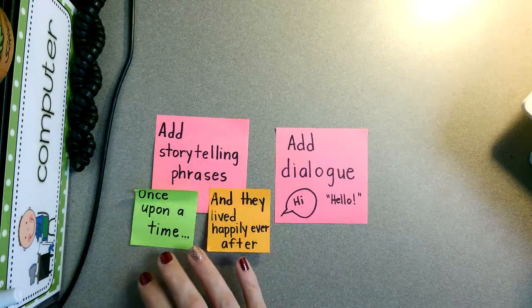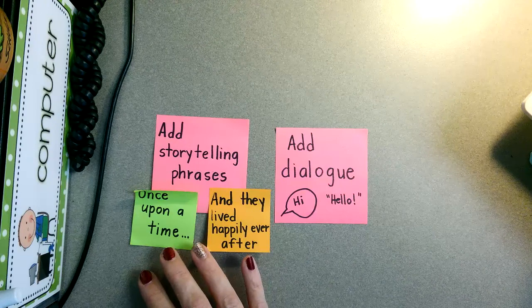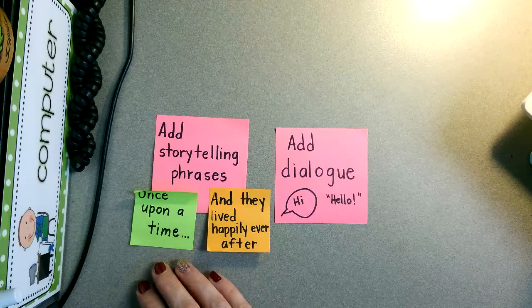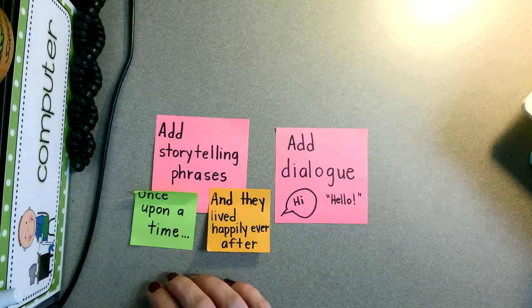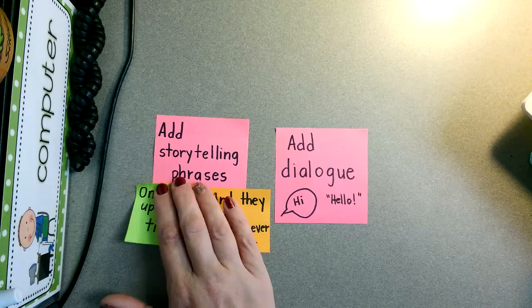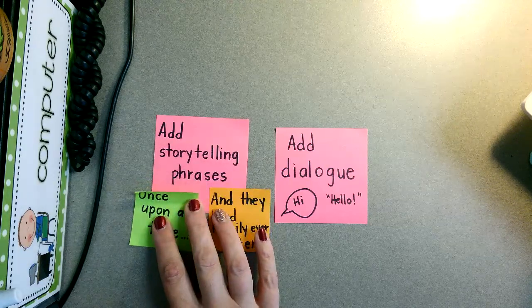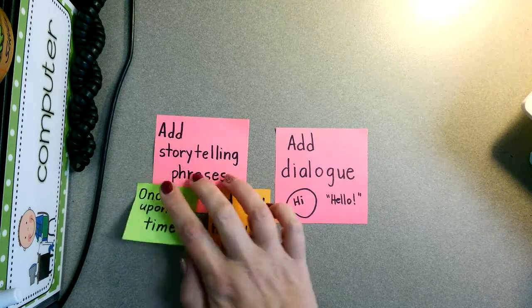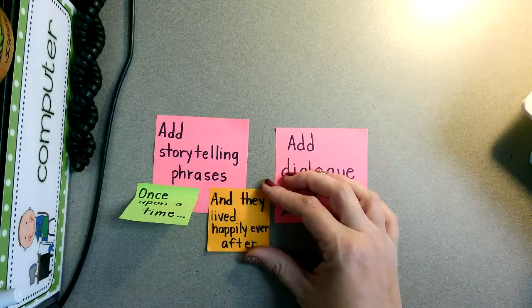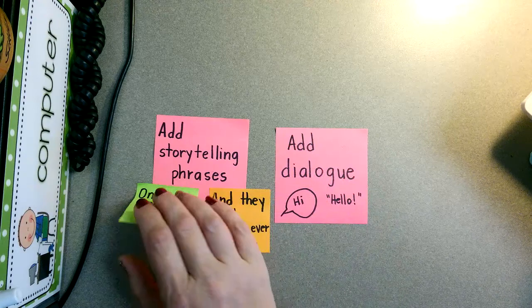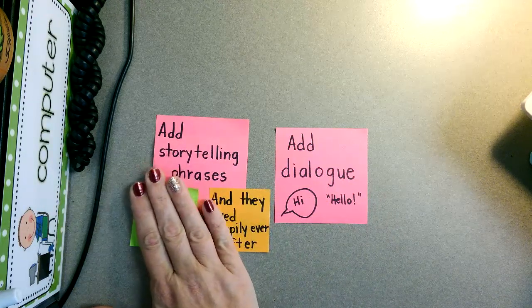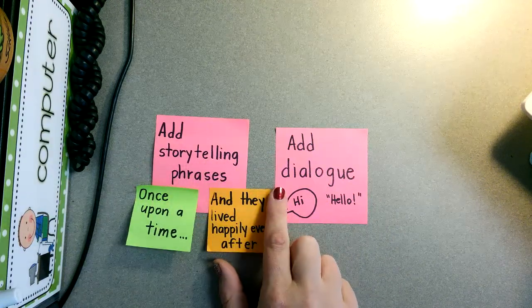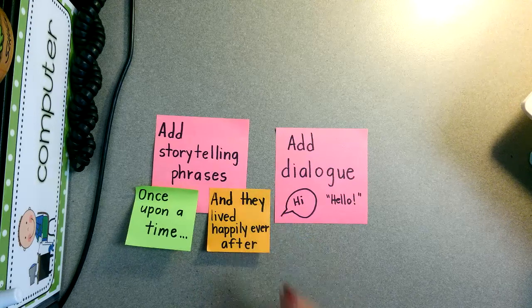So I know some of you have been working along with Miss Davis on a fairy tale story this week. So today my goal in my writing time is to add some storytelling phrases like once upon a time, and of course when I get to the end of my story, and they lived happily ever after. I also want to work on adding some dialogue in my story today.